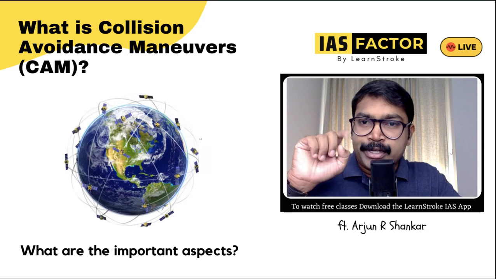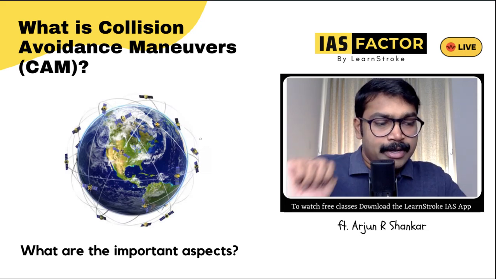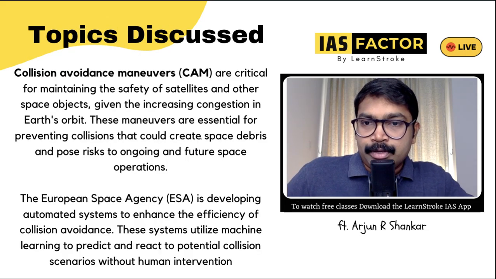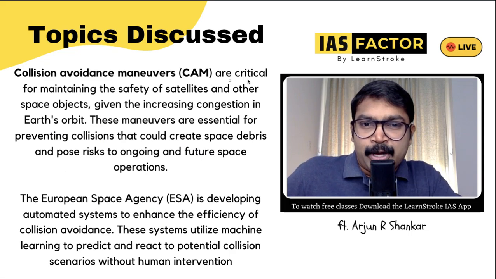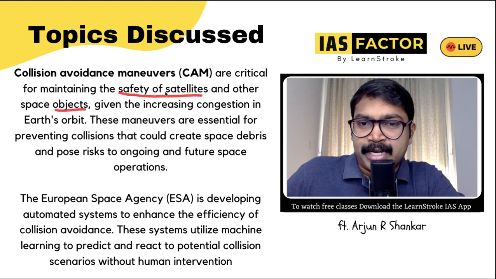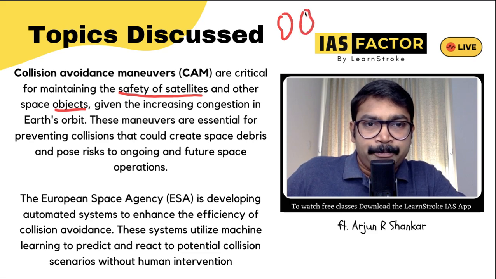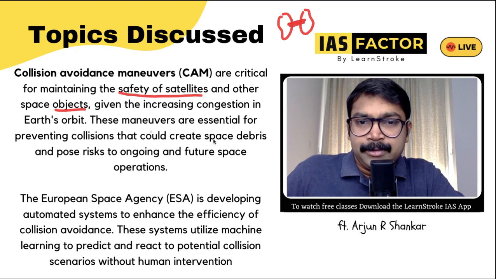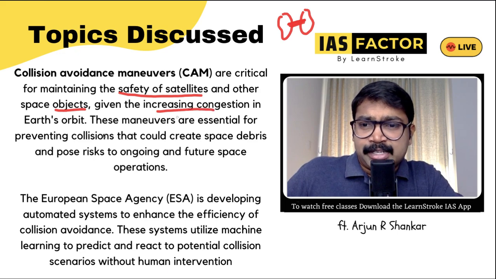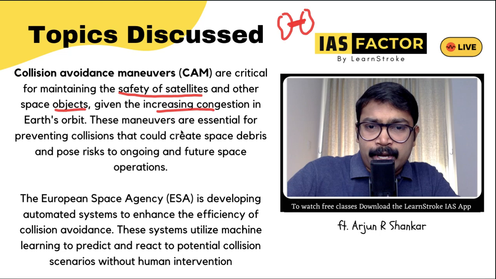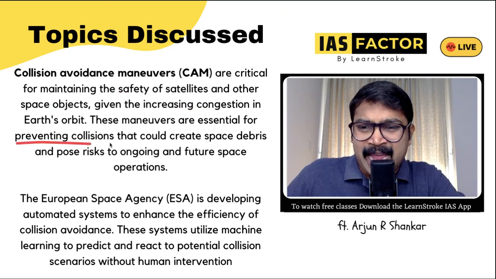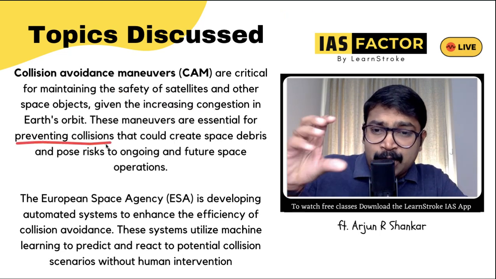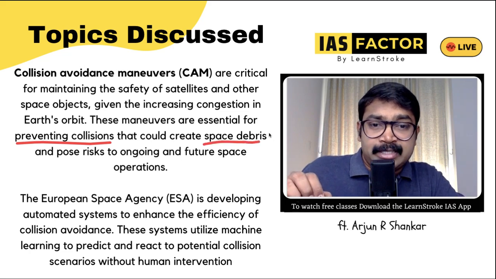Now let's discuss what is a collision avoidance maneuver, or CAM. Collision avoidance maneuvers are critical for maintaining the safety of satellites and other space objects. As I told you, there are two important satellites like this which are very near. We should make sure that they do not collide. Given the increasing congestion in Earth's orbit, these maneuvers are essential for preventing collisions. CAM is very important so that you prevent collisions that could create space debris.